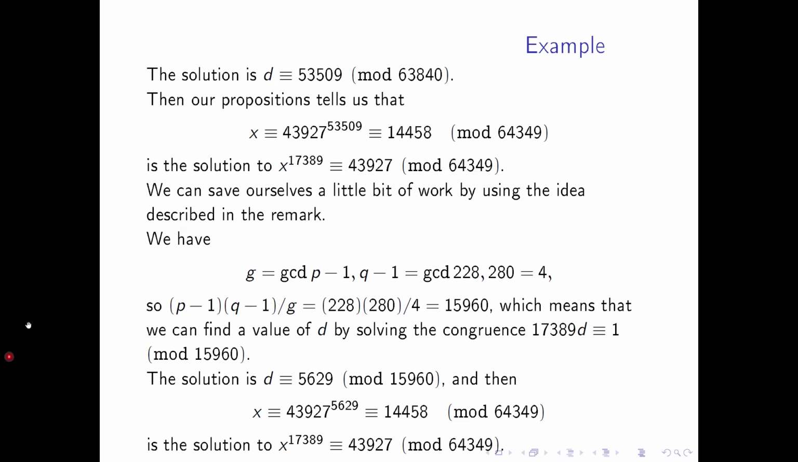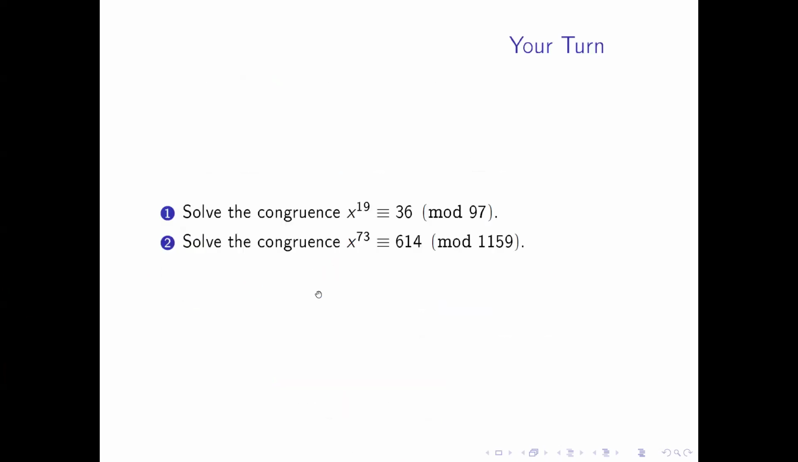All right, let me clear all those out, and I want to just take you to your last problems of the day. So I want you to solve these two congruences. x to the 19th power is congruent to 36 mod 97. So your question is, is 97 a prime number? If not, you need to factor it out. If it is prime, it should be super easy. Same way, x to the 73 is congruent to 614 mod 1159.